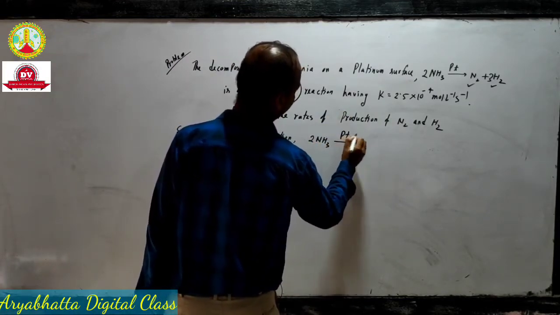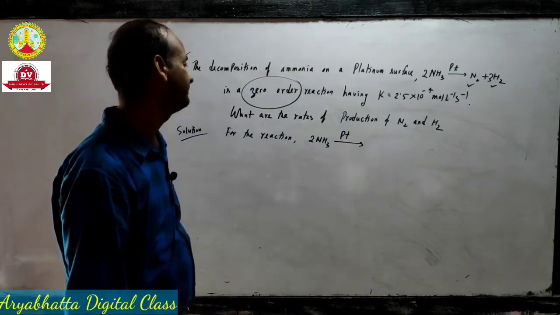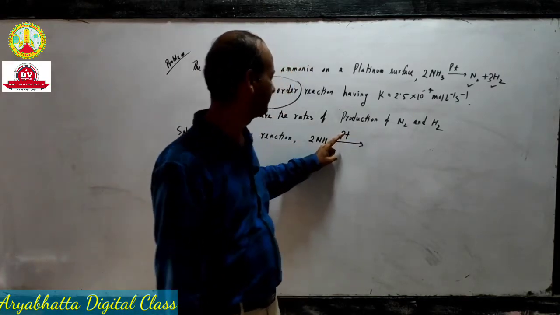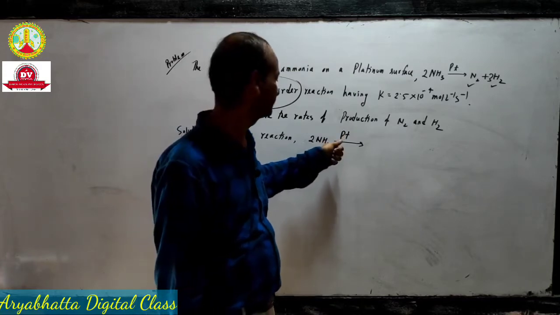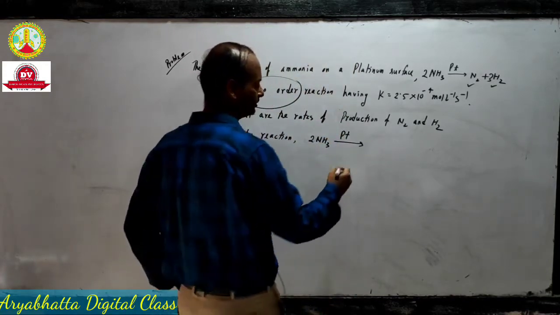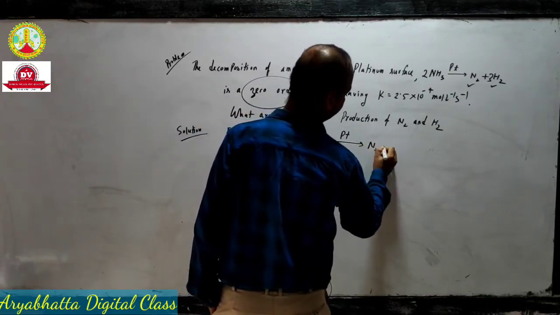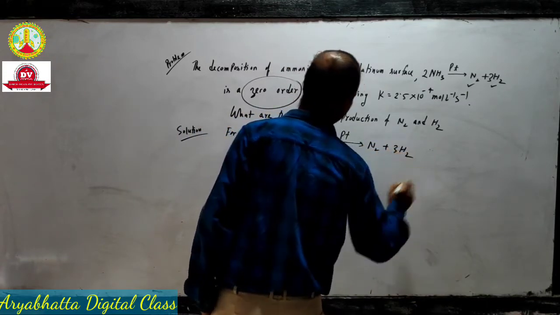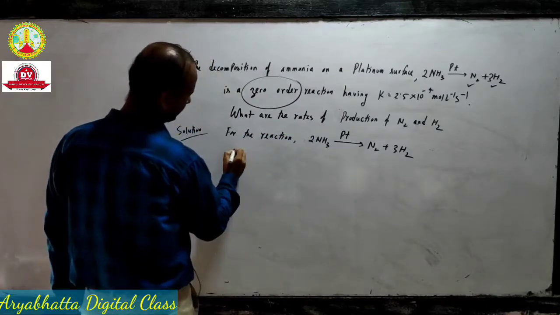This is Pt, okay. In my previous classes, I have discussed this reaction. Platinum acts as a catalyst. In this reaction, platinum is working as a catalyst. And this is a zero order reaction. N2 plus H2. For this reaction, first write down the rate.